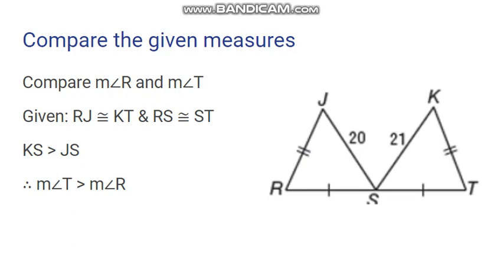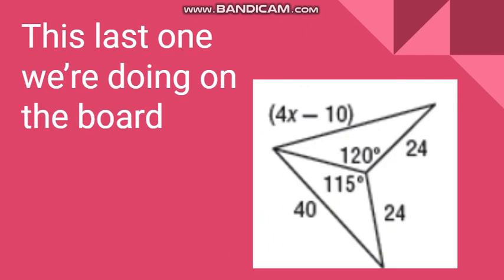And then this very last one, I'm going to do on the board in class, but for this one, I'm going to open up Notepad and talk us through it. All right. So we've got a shared side, so that's one congruent side. We've got two sides that are 24. And then we've got one angle that's 115 and one angle that's 120. So we know that this one's going to be bigger than this one.